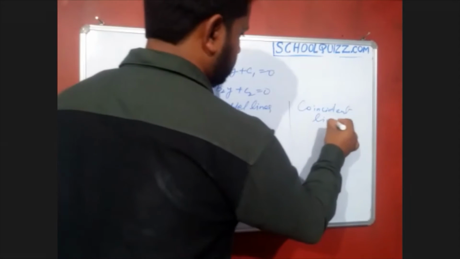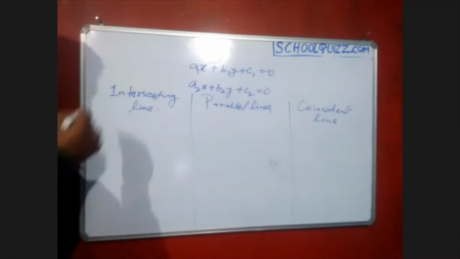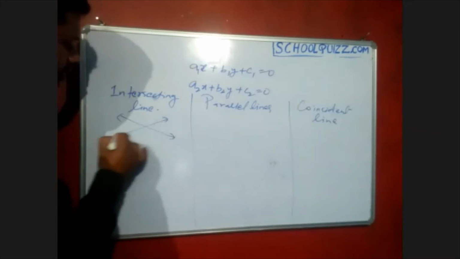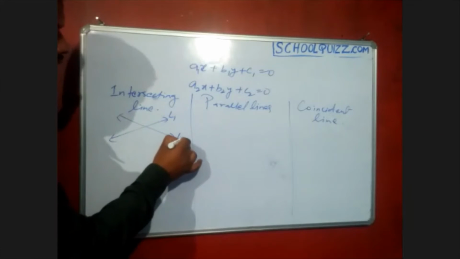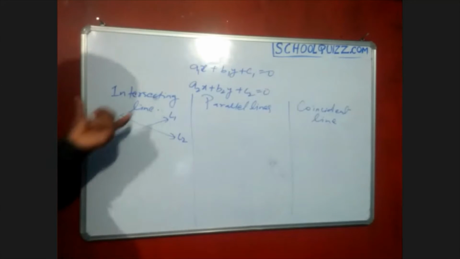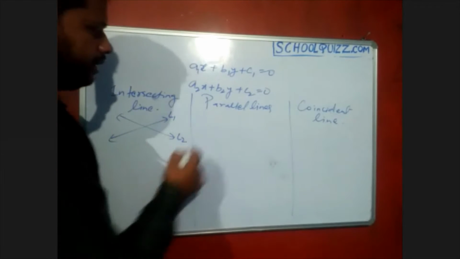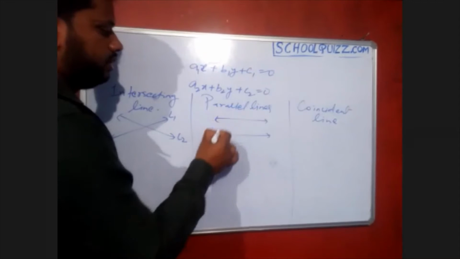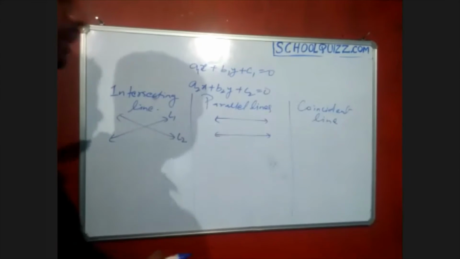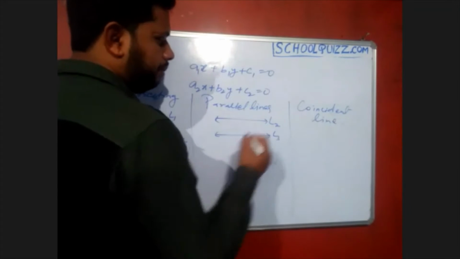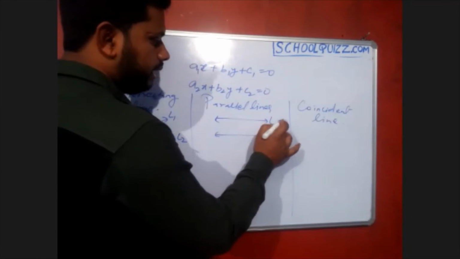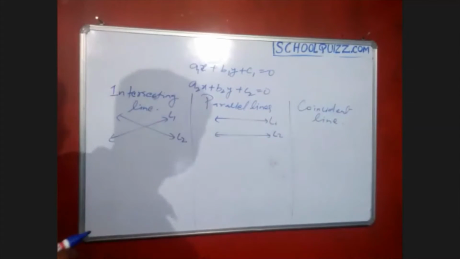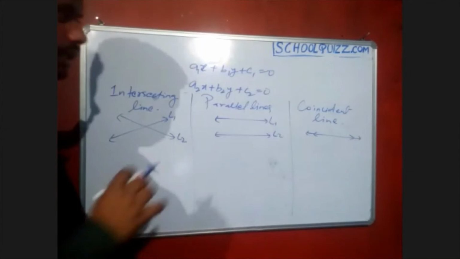Mathematically, intersecting means the two lines can cross each other. This is L1 and this is L2. These are the possibilities when lines are intersecting. Next is parallel: one line will be like this and the other like this. They will never intersect at any point, because the distance between the two lines stays the same. And the next one is if one line is placed exactly over the other. These are coincident lines.